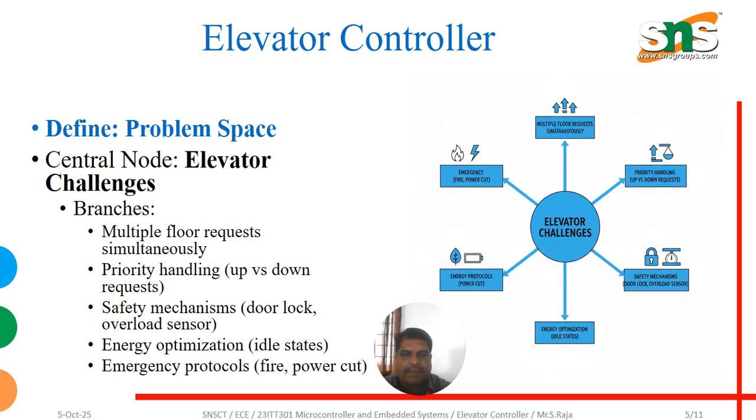For example, on the first floor one person is pressing the fifth floor, and on the second floor one person is pressing the seventh floor, which means how will the lift take the decision simultaneously. This all will be considered before going to the elevator controller design.